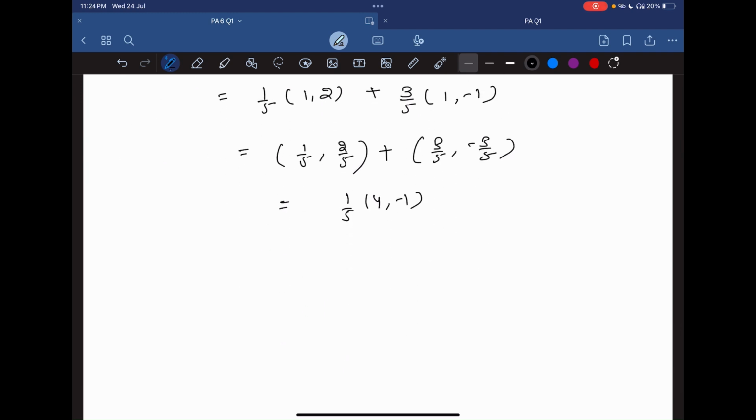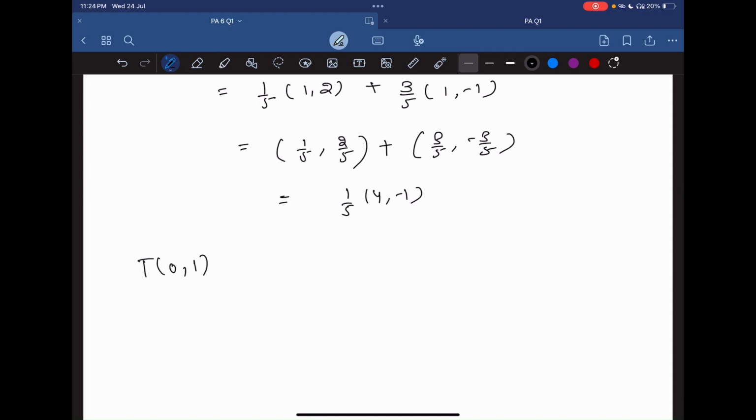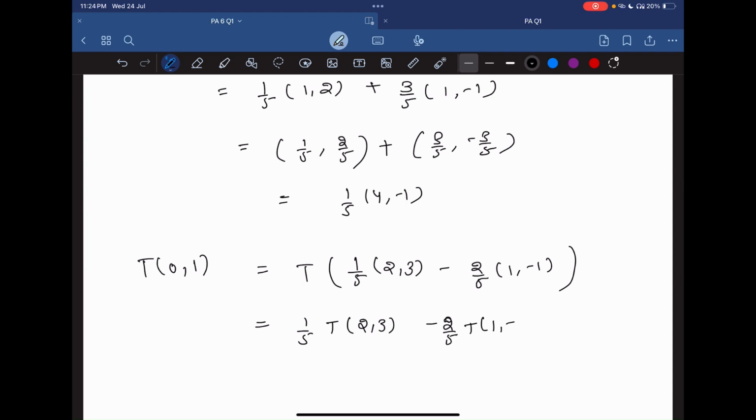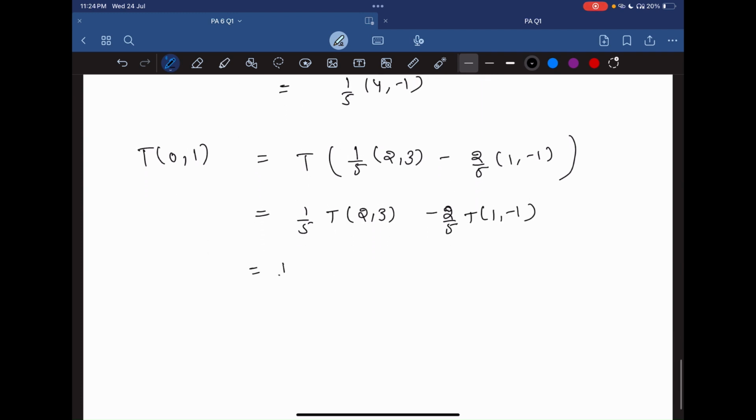Now similarly, if we go about finding T(0, 1), it would be T of 1 by 5 times (2, 3) minus 2 by 5 times (1, -1). And let's simplify. So this would become 1 by 5 times (1, 2) minus 2 by 5 times (1, -1), which is equal to (-1 by 5, 4 by 5). Okay, so (-1, 4) over 5.